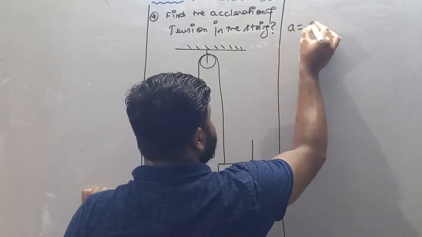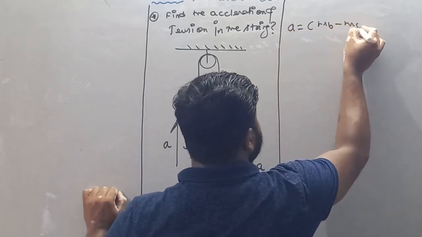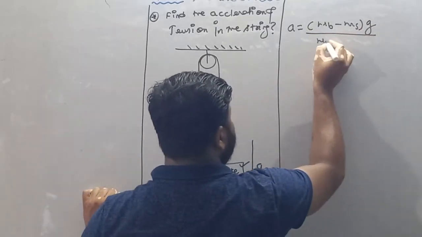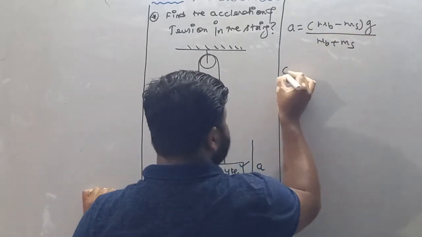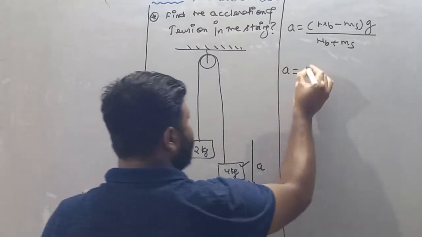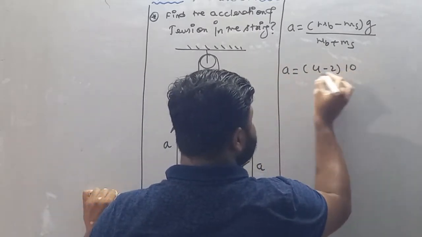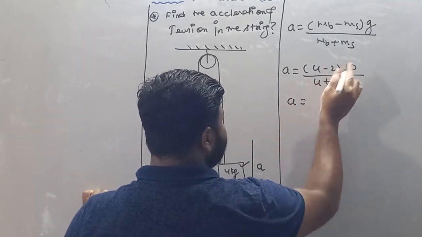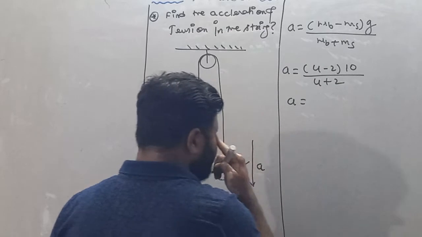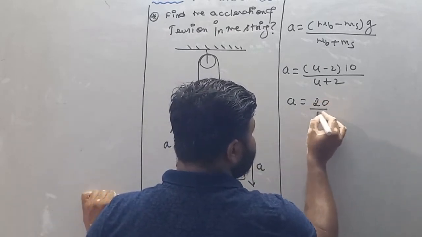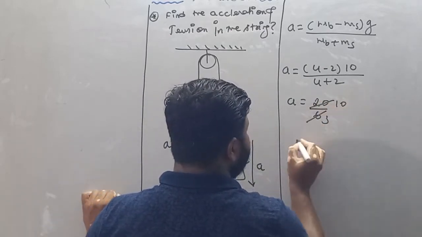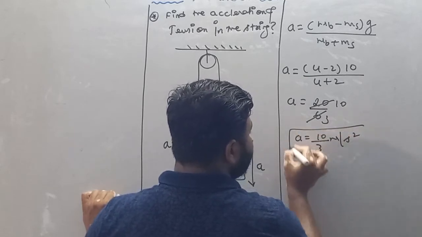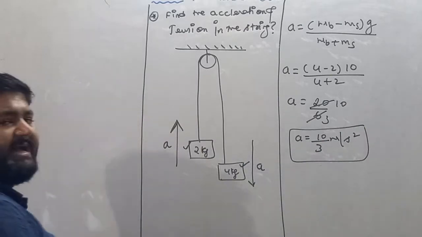So acceleration is nothing but mass of bigger block minus mass of smaller block into g upon mass of bigger plus mass of smaller. So bigger mass is 4. So 4 minus 2 into g, which is 10, upon 4 plus 2. So acceleration is 4 minus 2 is 2, 2 into 10 is 20, 20 by 6, which is 10 by 3. So A is equal to 10 by 3 meter per second square. This is the value of acceleration.